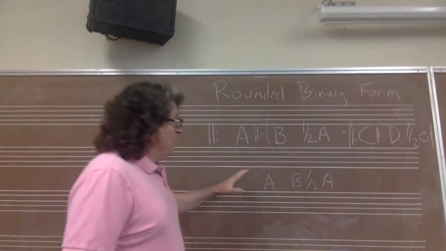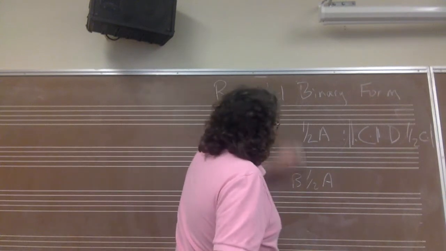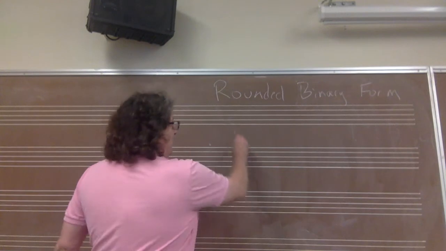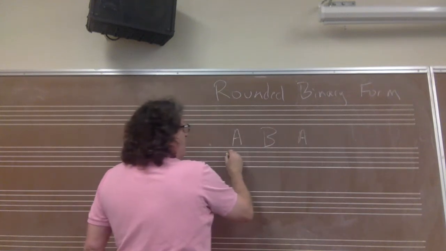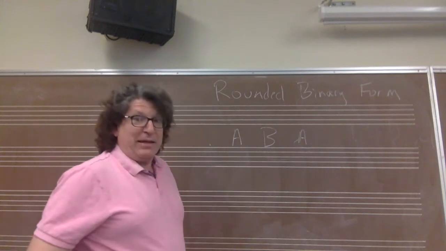Now, so we've got some problems with rounded binary, though. There are a lot of pieces that are hard to define. For example, if A is very short, and then you have a long B, and then an A, because that A is so short there, this is going to feel like a rounded binary.